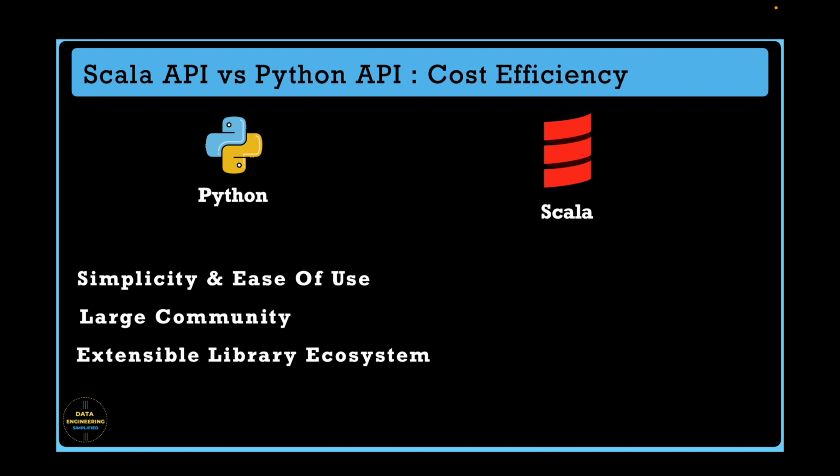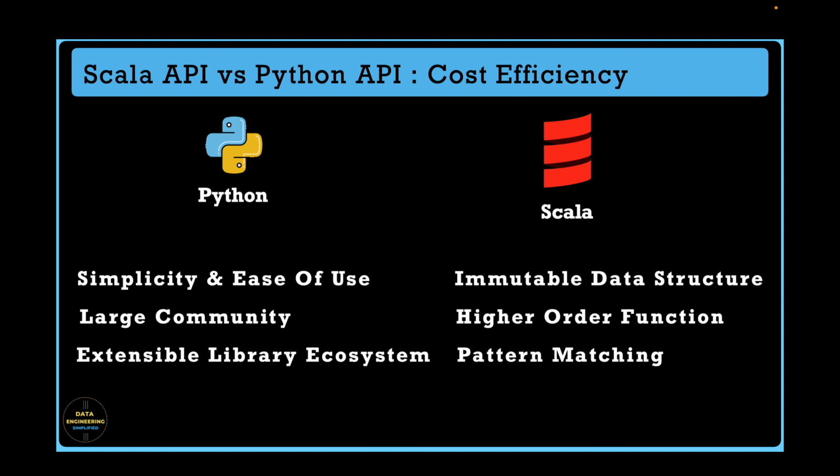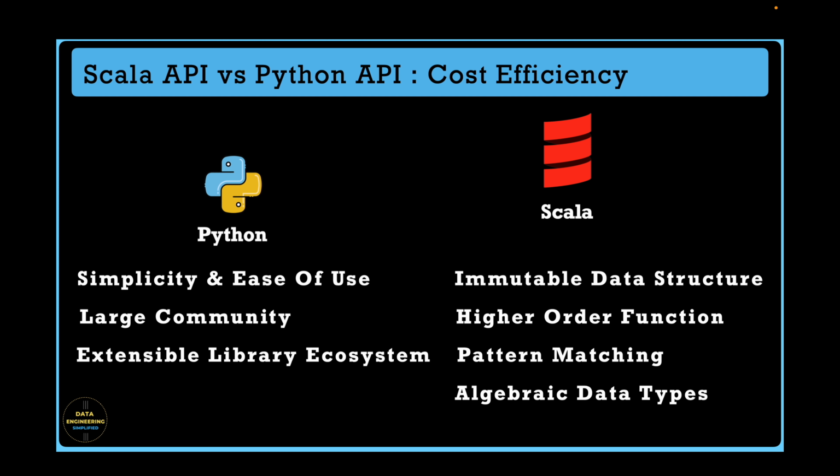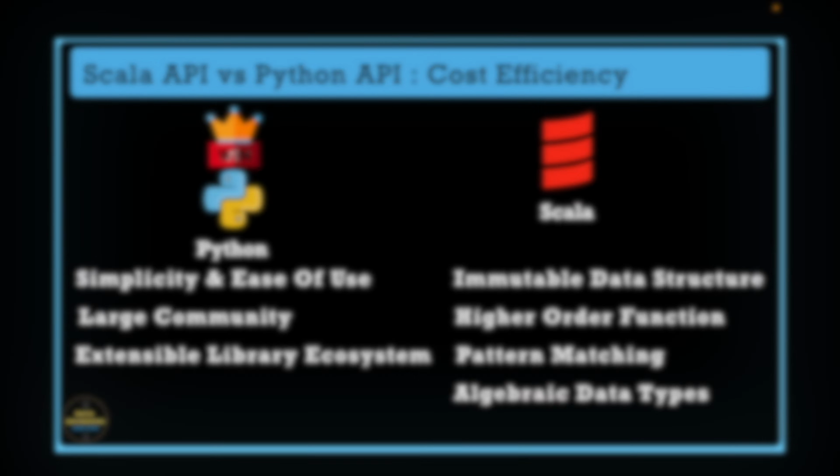On the other hand, Scala is not easy to learn and has a lot of features that are less known, and that's why finding a good resource who has extensive experience with it is a bit challenging. Setting up a Scala environment is also complex compared to Python, and that's why building a Snowpark solution using the Python API is much more cost efficient compared to Scala. If you compare them side by side on the cost efficiency attribute, Python certainly wins here.